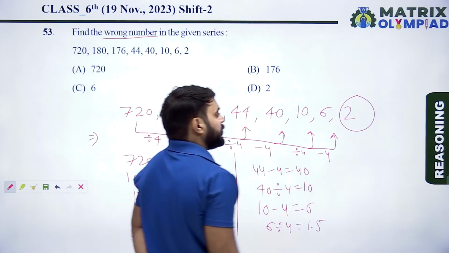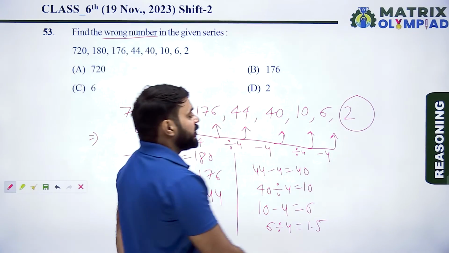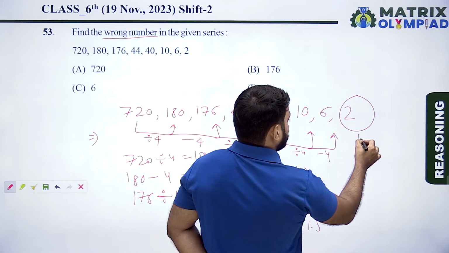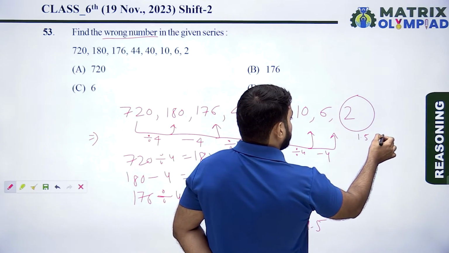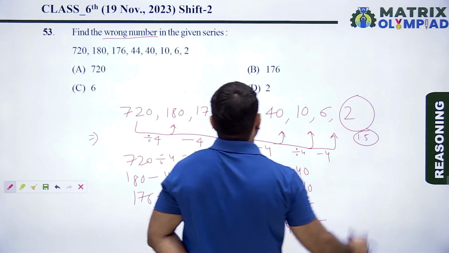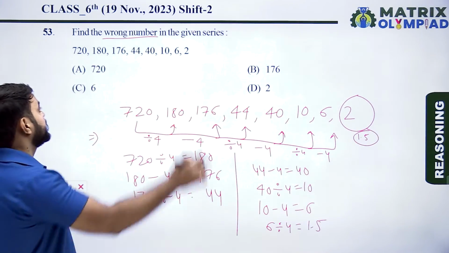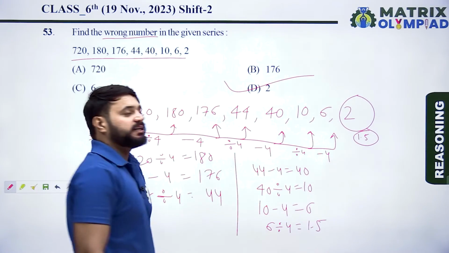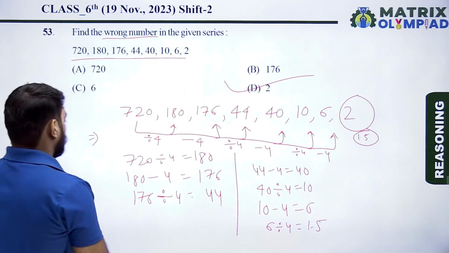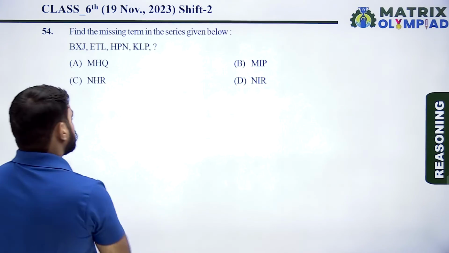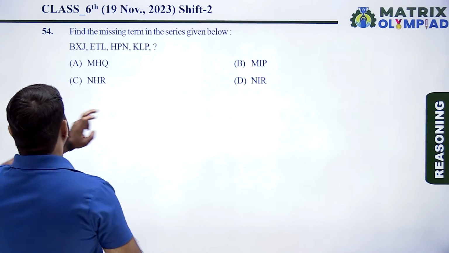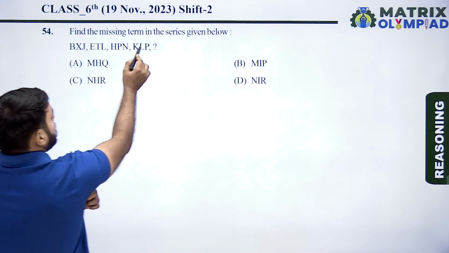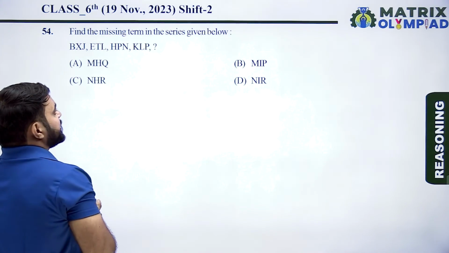Here note 1.5. It means the wrong term of the given series is 2. 2 is the wrong term of this given series. So here option D is the correct answer of this question. Now let's move on to the next question. Now the next question is question number 54. Find the missing term in the series given below.